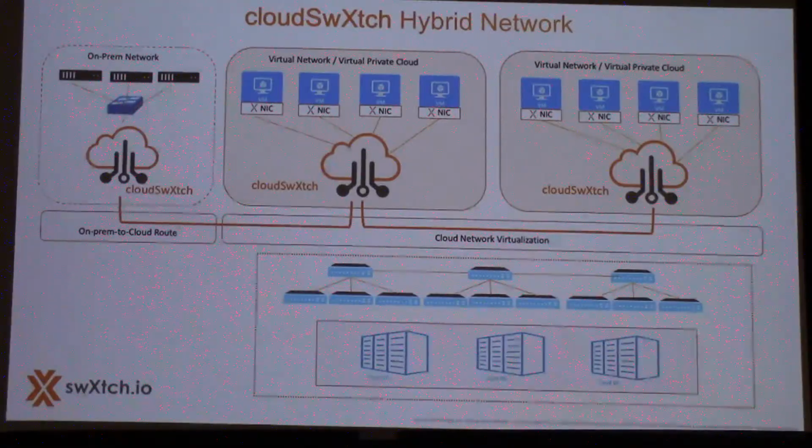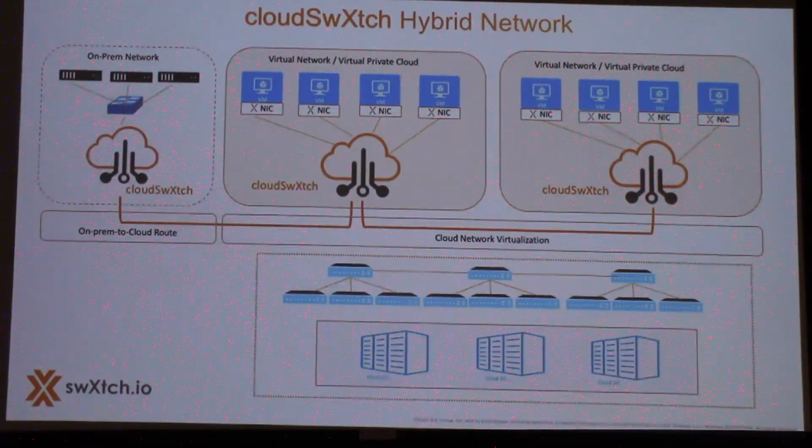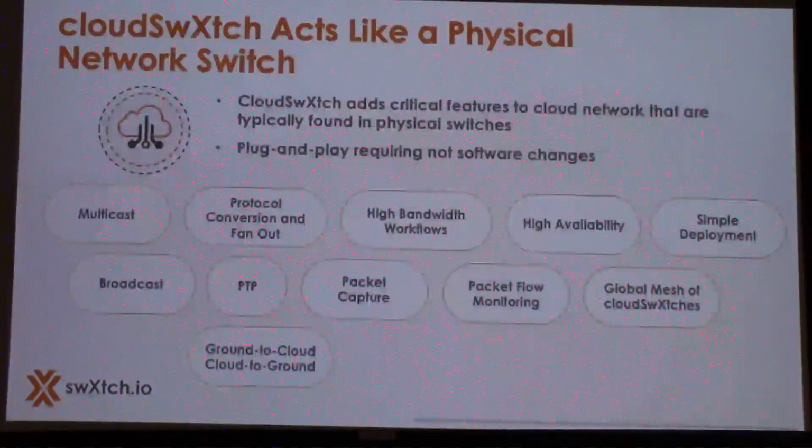One more question. So the on-prem CloudSwitch, is it pulling in all multicast data that it sees, or do you have to configure it for specific multicast streams to bring up into the cloud? It's not everything. You have full control over what you want to do. Okay, cool. Thanks.